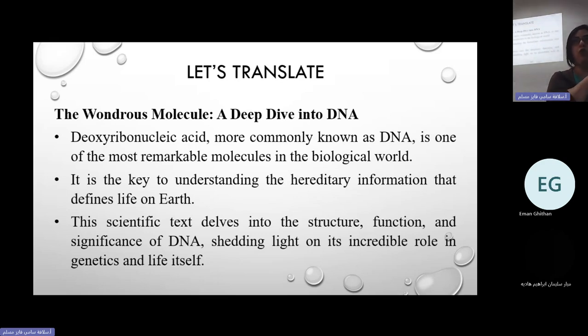It's up to you to choose which dictionary you want to use. If you don't know the translation of the word, use Arabization. If you don't know it, of course you can use it. Arabize it and give it a footnote.